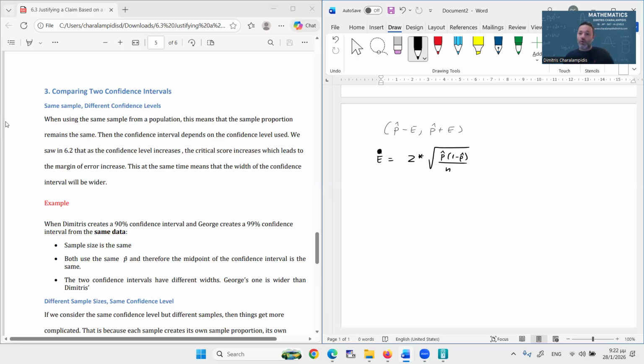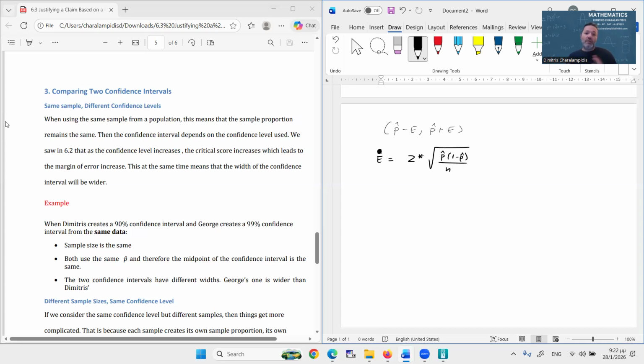But we saw on 6.2 that the Z critical score depends on the confidence level selected. And we saw that as we increase the confidence level, the Z critical increases, which means that the margin of error will also increase. When the margin of error increases, the width of the confidence interval increases, and therefore the accuracy decreases. So remember that as we keep increasing the confidence level, the width of the confidence interval will be wider.